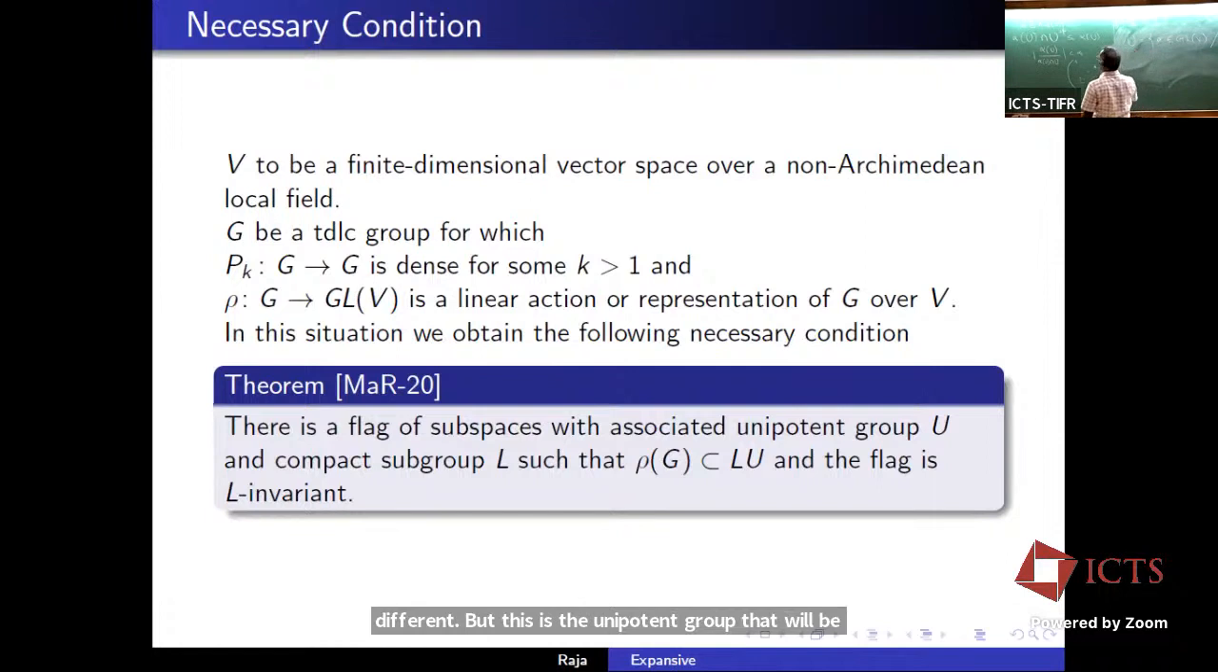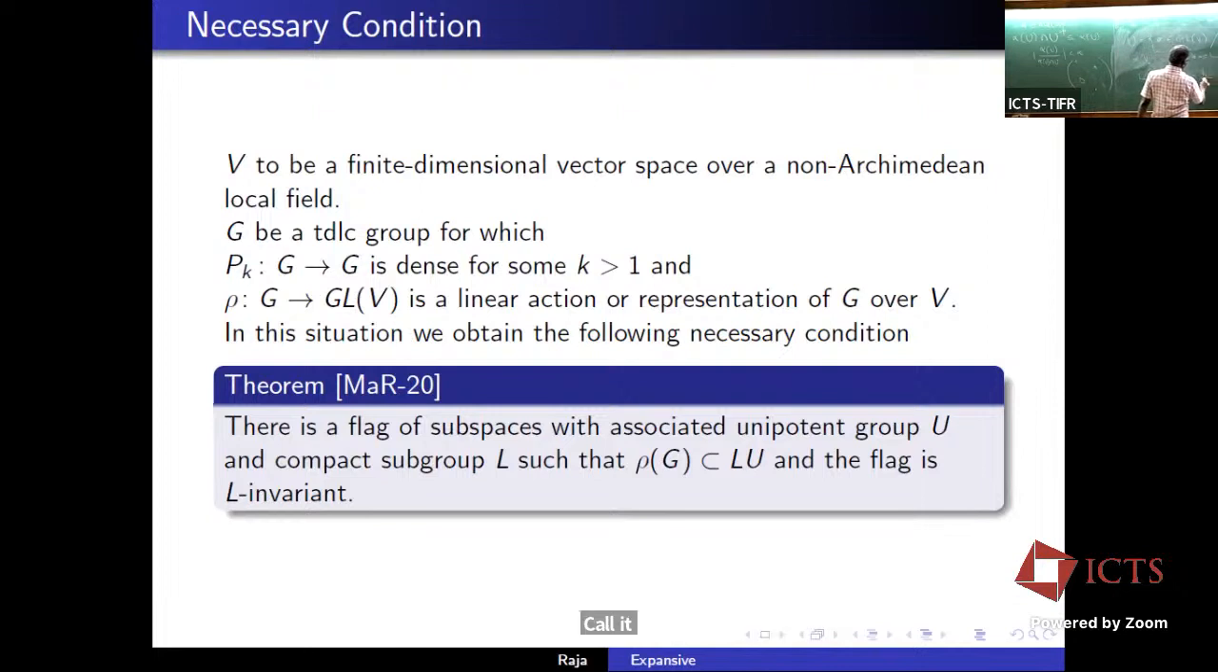Now, the flag is L invariant means each of these subspaces are fixed by the maps from L. I'll tell you what this L is also. It's simply that you take the rho G closure, call it L_k, on V_k mod V_{k-1}. Then L_k is a compact subgroup of GL of V_k. Now L is the direct product of these.